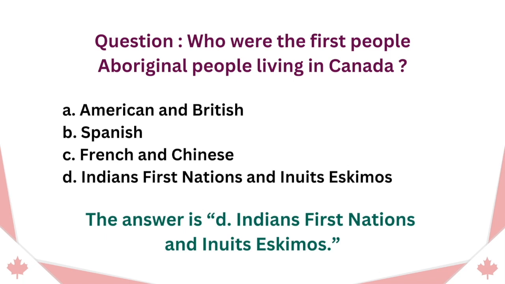Question. Who were the first Aboriginal people living in Canada? A, American and British. B, Spanish. C, French and Chinese. D, Indians, First Nations and Inuits, Eskimos. The answer is D, Indians, First Nations and Inuits, Eskimos.